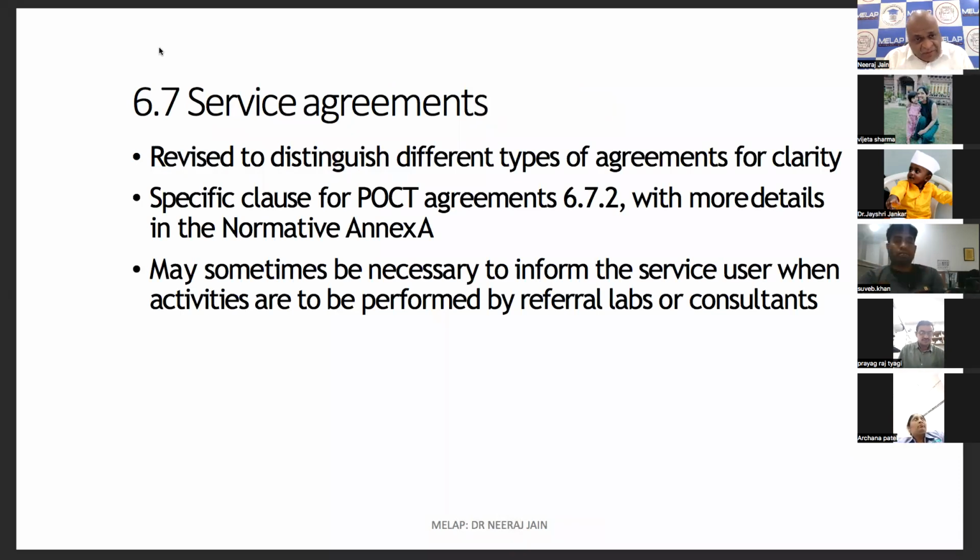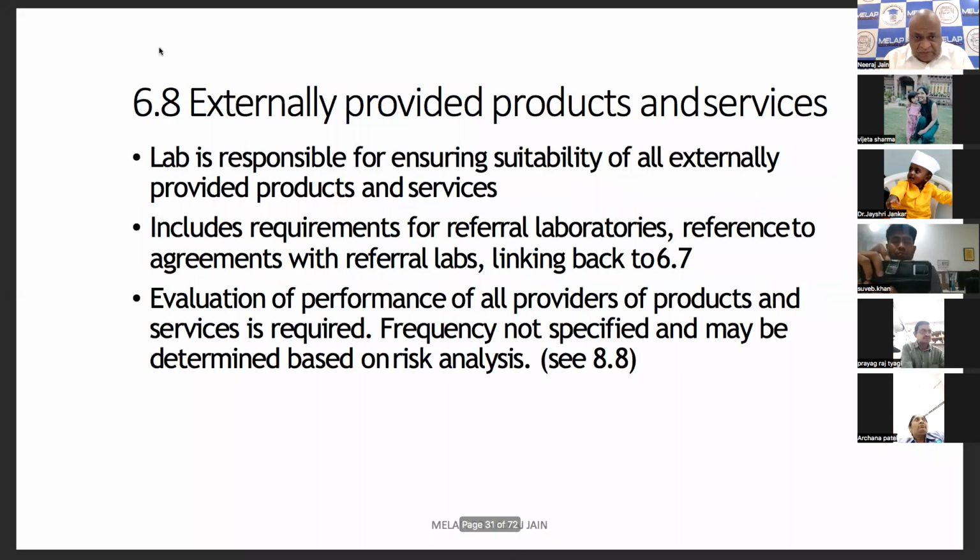As I said, in service agreement with POCT users, 6.8 external provided production services. Previously, they were talking about 4.5 referral laboratory and 4.6 external services. In external services, we were including vendors of reagents or maybe equipment. Now they are saying they have combined this referral lab requirement and external production services.